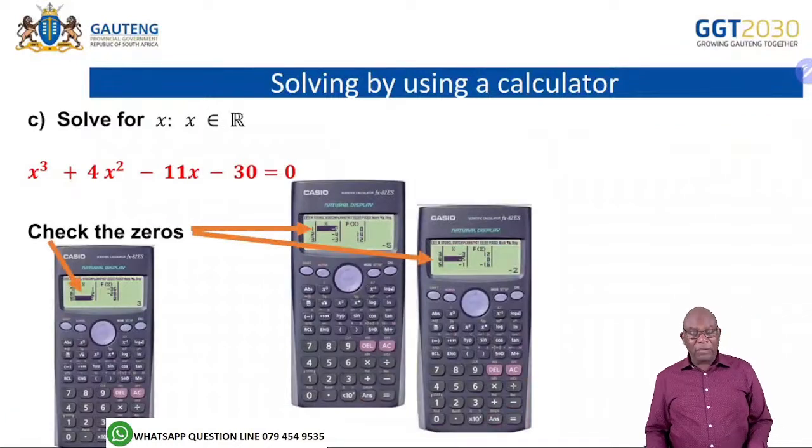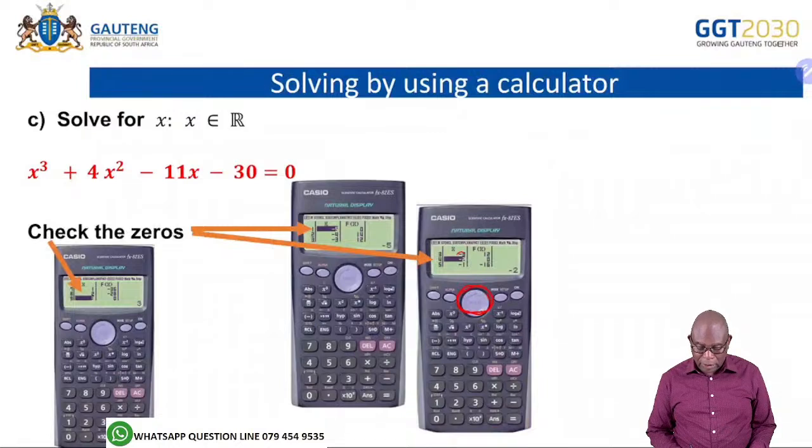it will give you a table. In this table, you scroll down and up by using that button here. So if I scroll up and down, can you see that when I scroll there, I've got a -2 there. So it says my x is -2.